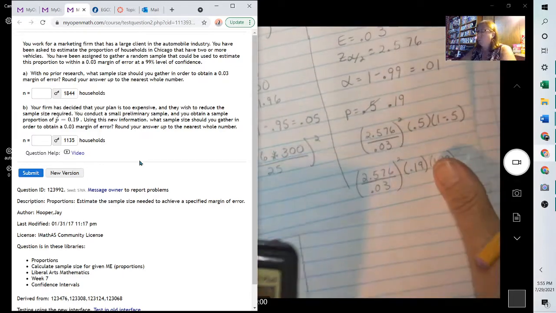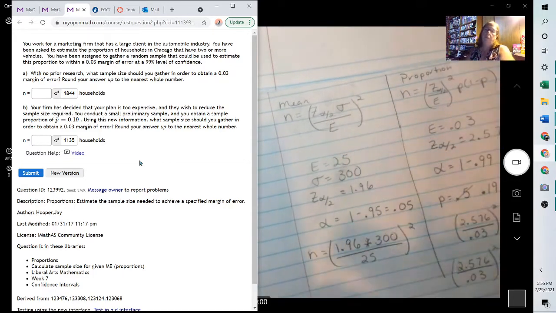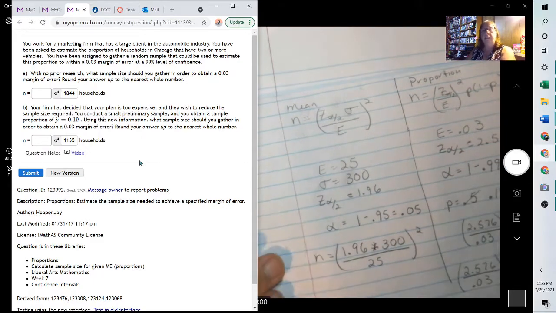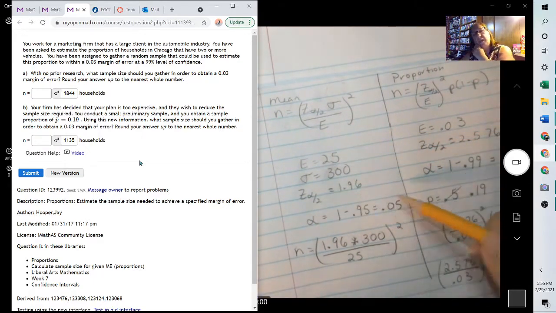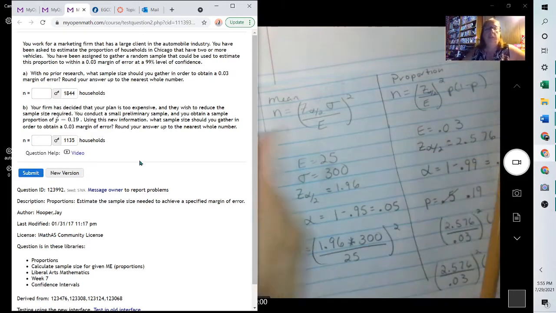So for a proportion, use this formula, and for a mean, use this one. And the z values, as long as they're the basic values like these were, there are tables online that you can look at for these numbers. So you could have them with you.